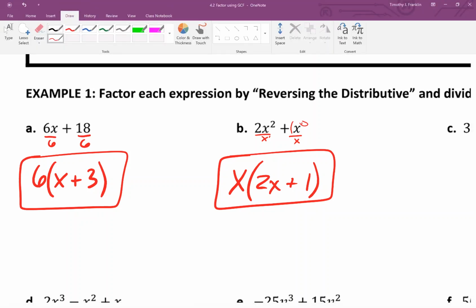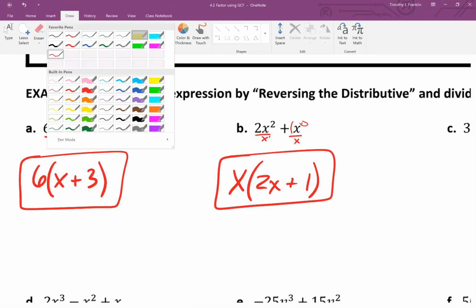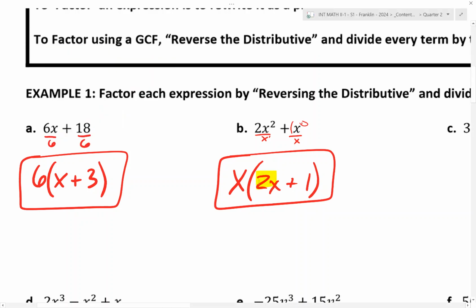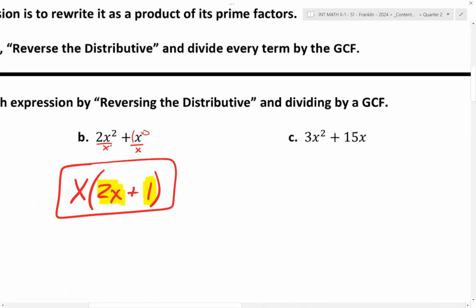It's a good idea after you factor out the GCF to just take a look at what you have left over. In this case, it's 2x and 1. Double check and make sure that there isn't another factor you can take out, that you really did get the GCF the first time. So if this was something like 4x plus 2, I would know that I should take out another 2 from those two terms. So it's always good to double check.